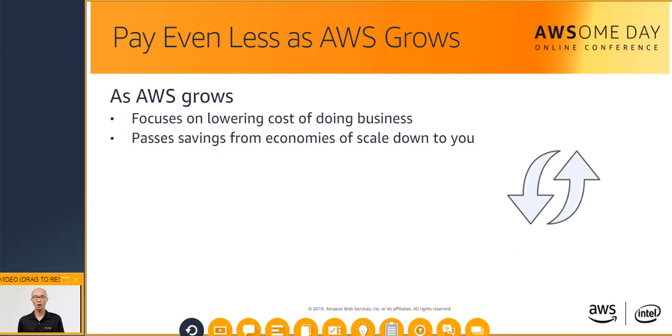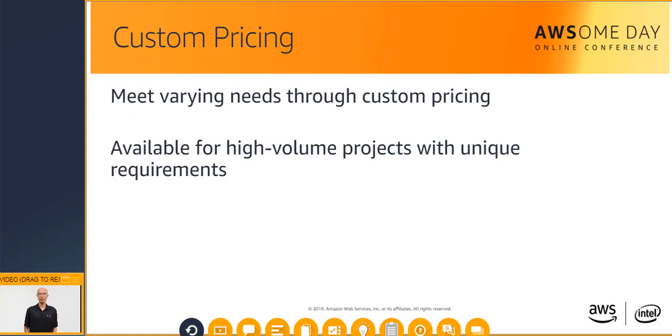AWS is constantly focused on reducing data center hardware costs, improving operational efficiencies, lowering power consumption, and generally lowering the cost of doing business. These optimizations are passed on to you in the form of lower pricing. Since 2006, AWS has lowered pricing more than 60 times. AWS realizes that every customer has different needs. If none of AWS's pricing models work for your project, custom pricing is available for high-volume projects with unique requirements.